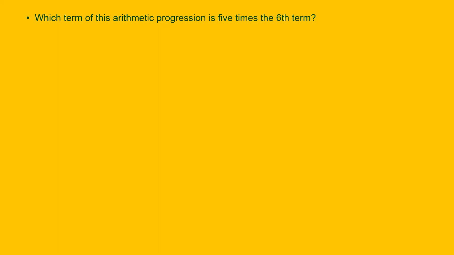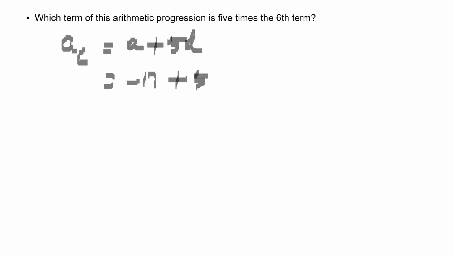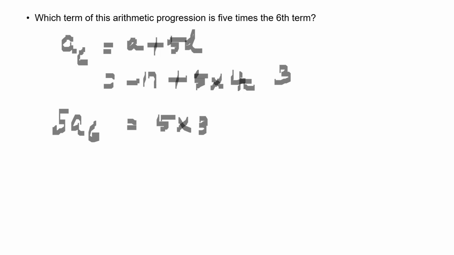Which term of this arithmetic progression is 5 times the 6th term? How will you find out the 6th term? 6th term is a plus 5d. We already have the values: minus 17 plus 5 into 4. So we will get 3. Minus 17 plus 20 is 3. So what is 5 times the 6th term? 5 into 3, which is 15.